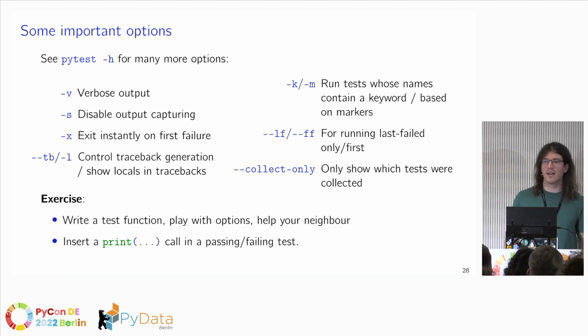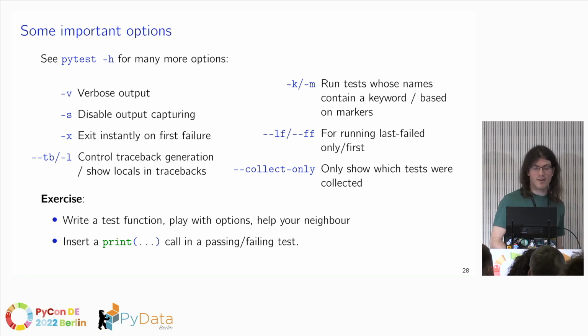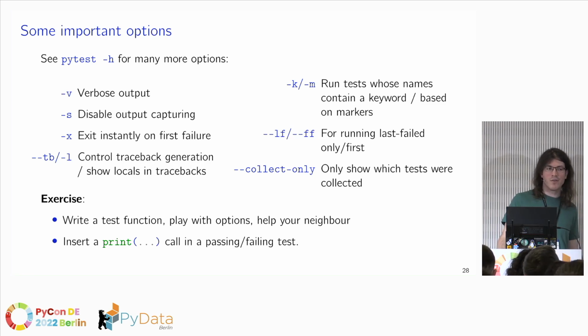So just to get you started, write a quick test function, play around a little bit with those options, and help your neighbor in case of any trouble. And then you should also take a look at PyTest's output capturing. So insert the print call in a passing and in a failing test and see what happens with it.